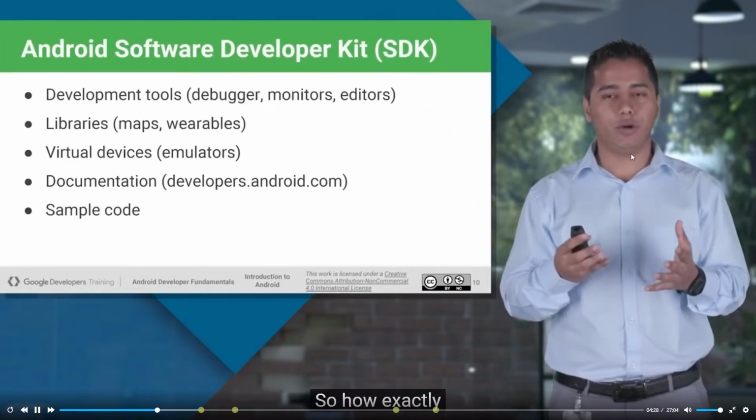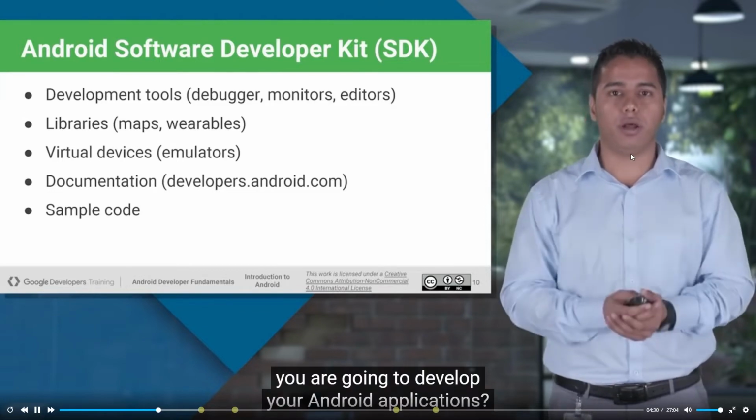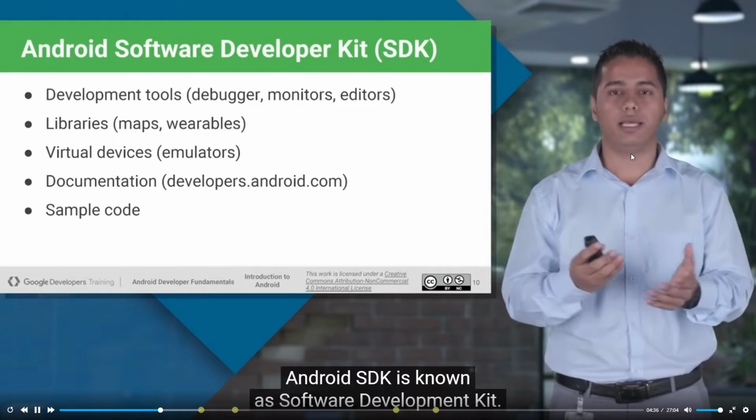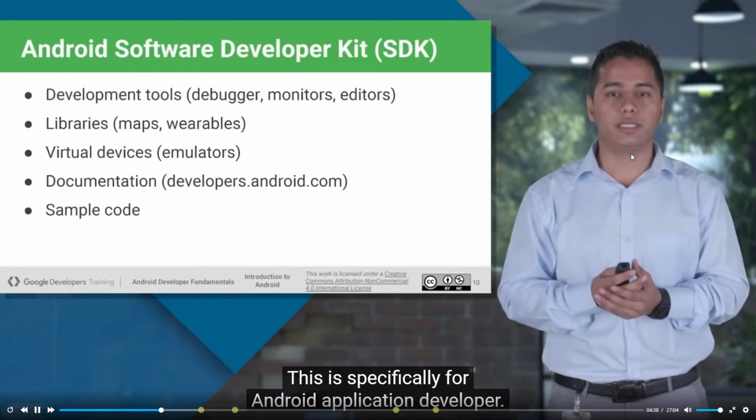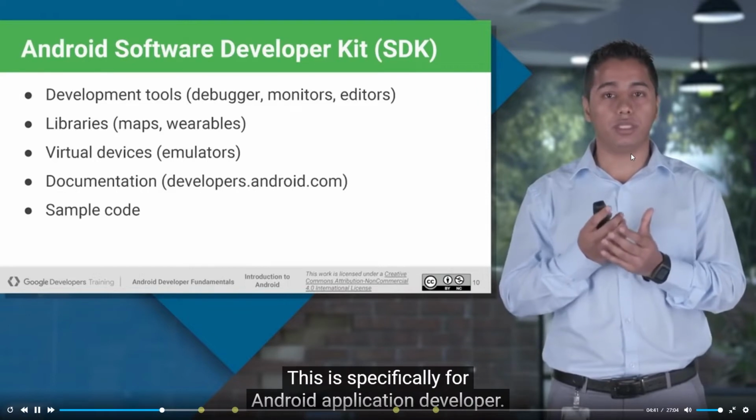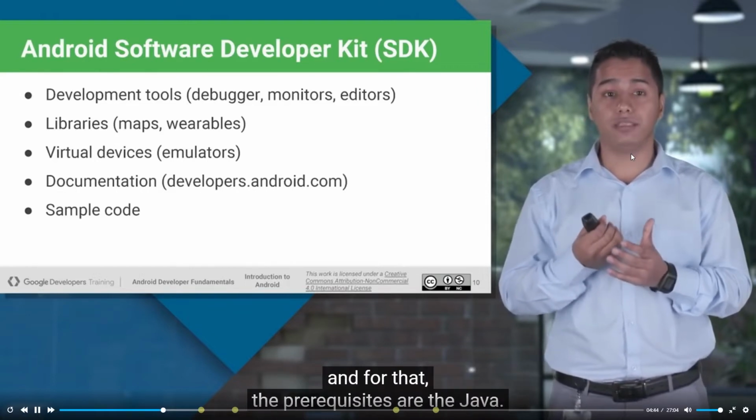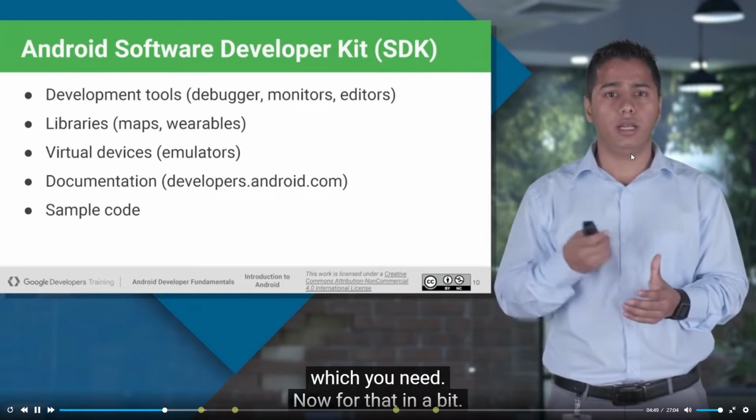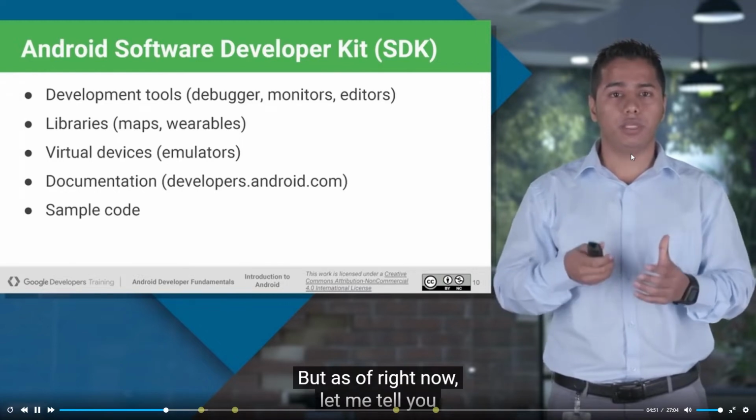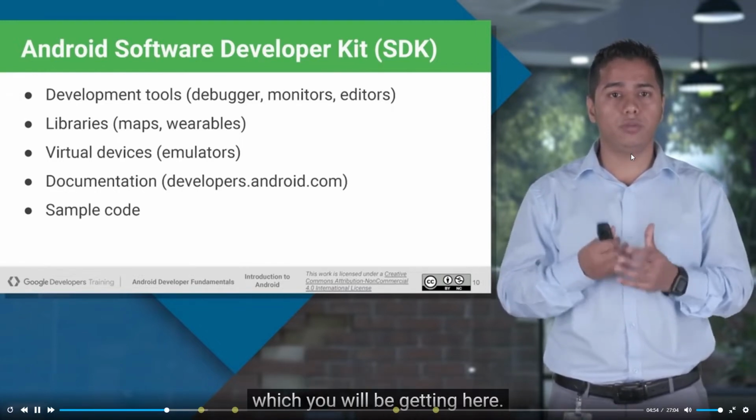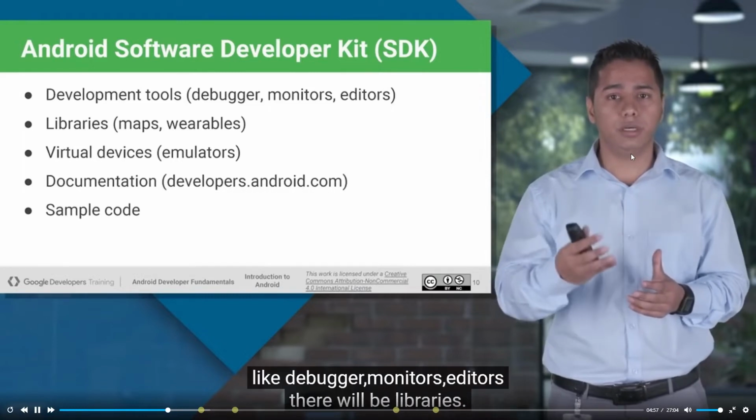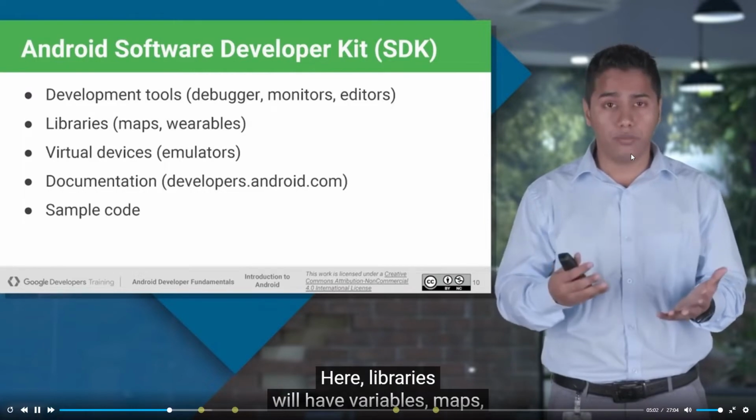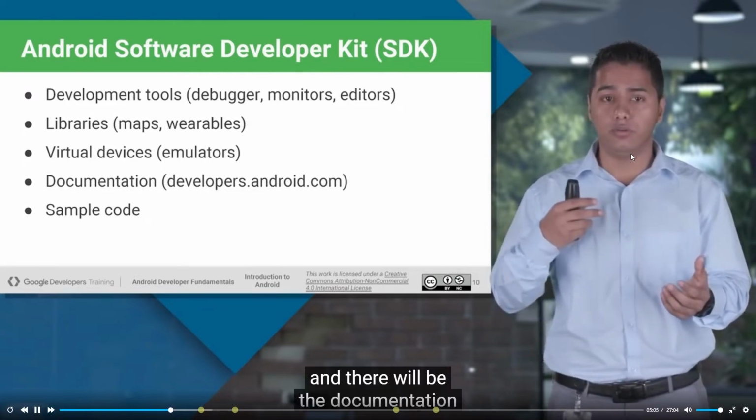So how exactly are you going to develop your Android applications? To do that, you need the Android SDK, known as the Software Development Kit. This is specifically for Android application developers, and the prerequisite is Java. We are going to go through all the prerequisites in a bit. But as of right now, let me tell you the different tools you will be getting here. You will get development tools like debugger, monitors, editors. There will be libraries, for wearables, maps, and there will be the documentation.